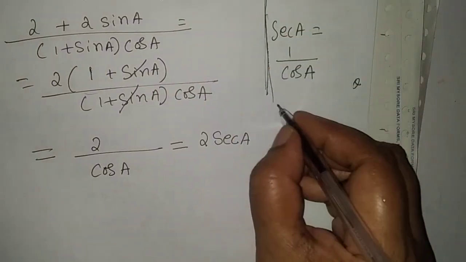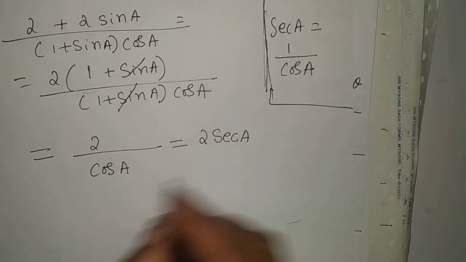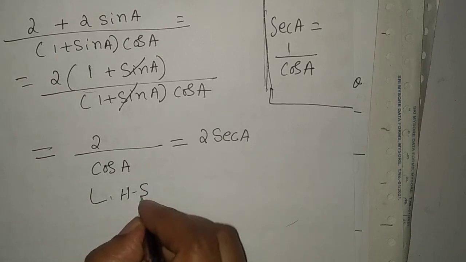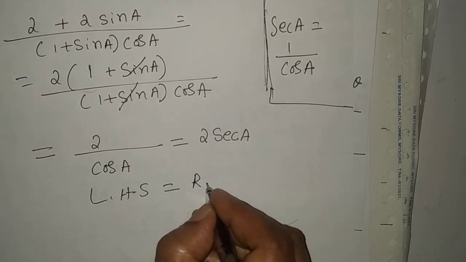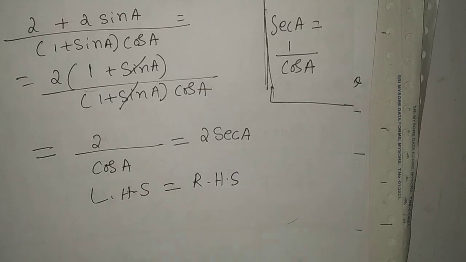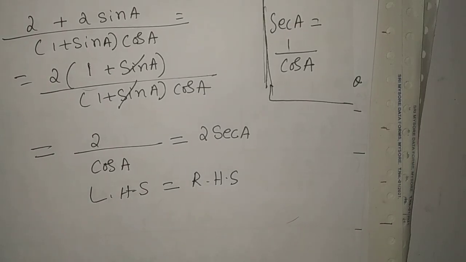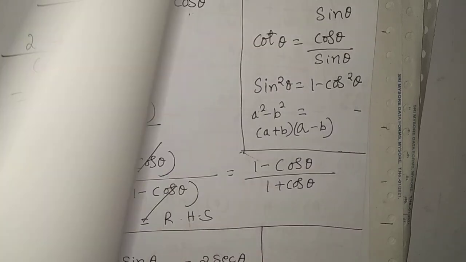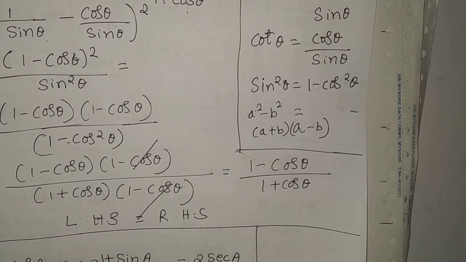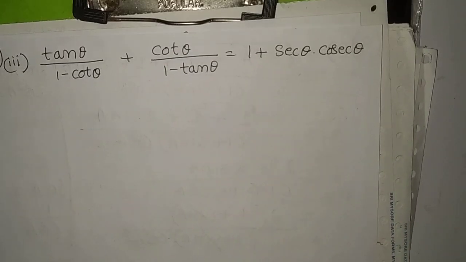So this is the solution, that is LHS is equal to RHS. This is the solution for the second sub-problem. Now we move on to the third sub-problem. So what is the third sub-problem?